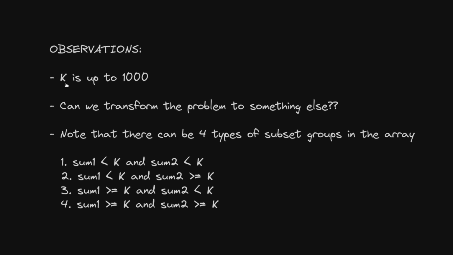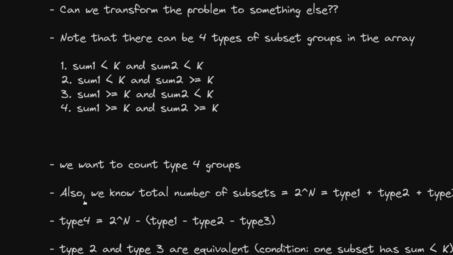So some of the observations: k is up to 1000. So we need to somehow adjust the states to store the values only up to 1000. And let's see how we can transform the problem into something like that. As you can see, there can be only 4 types of subset groups which can be derived. The first is where the first group has sum less than k and the second also has less than k, and so on for the 4 cases that I've mentioned here. And we want to find the groups of type 4.